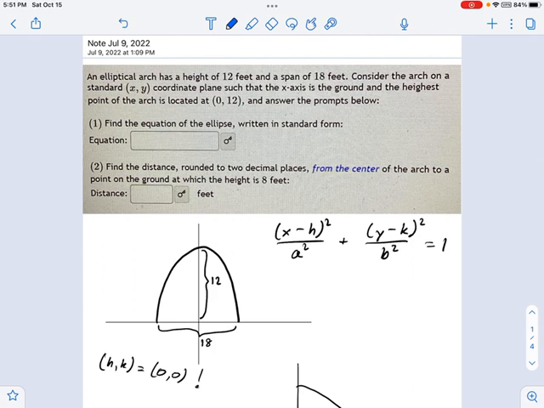Now I've got the standard equation written over here. I'm going to have some perfect squares with a 1 on the right. That's what an ellipse is. And we want to figure out what h, k, a, and b are. And then we've got the first part done.